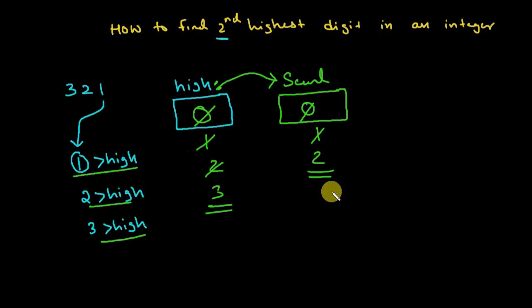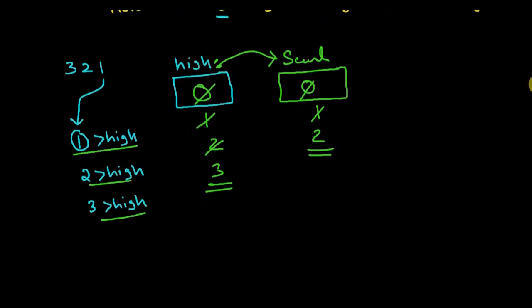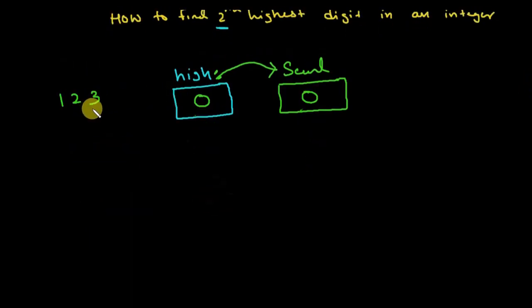Is this the logic? Partially we have done it, but in some conditions it will fail. Let's see what those conditions are. Now see this number. Is 3 greater than high? Yes, 3 is greater than 0. Then copy 0 from high to second, and update the value.